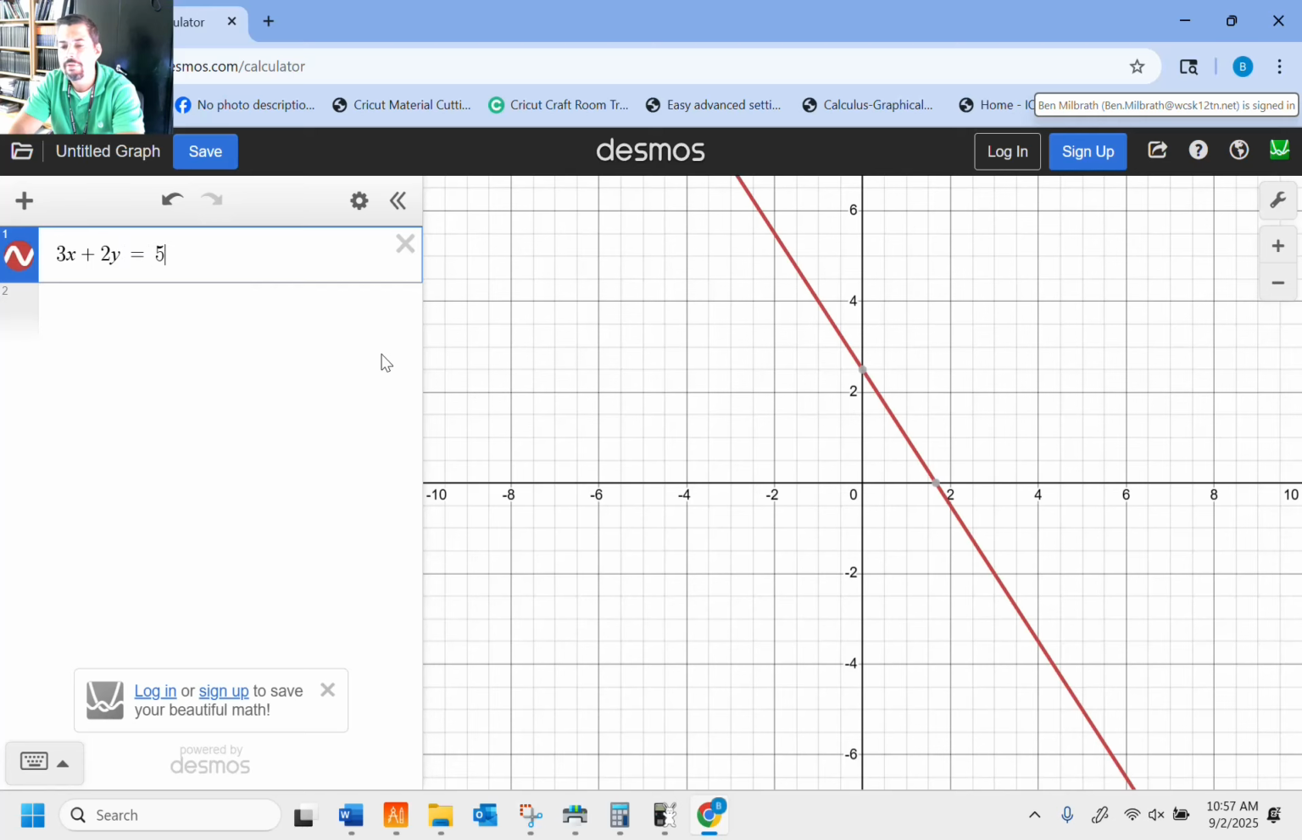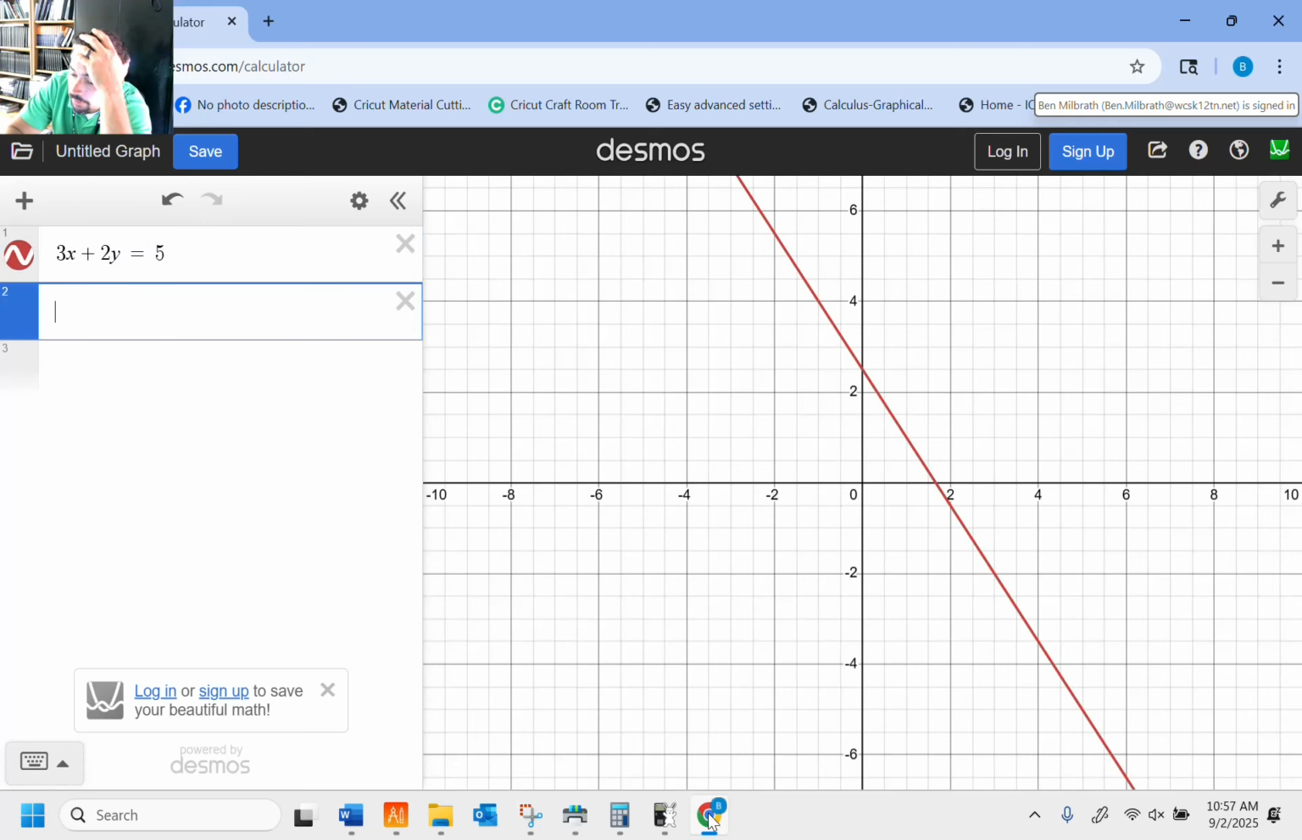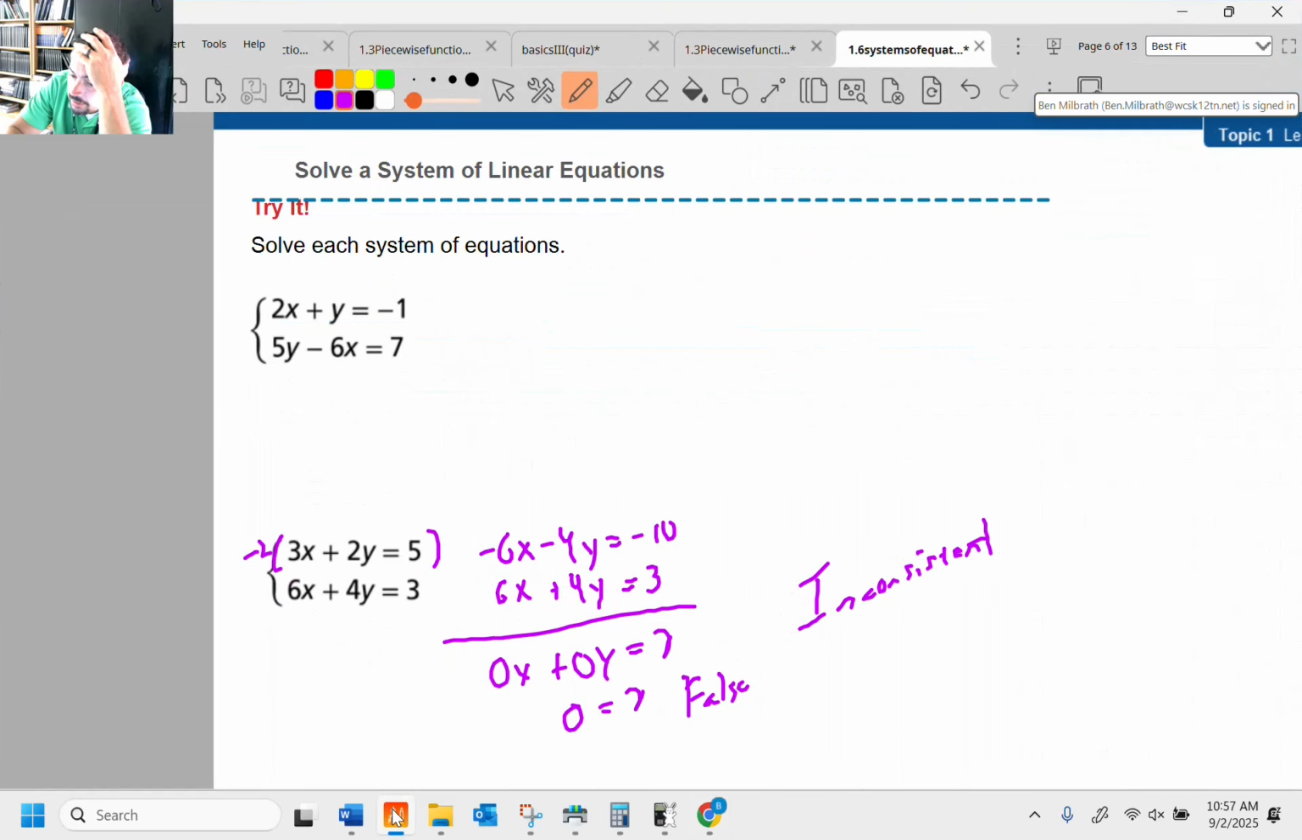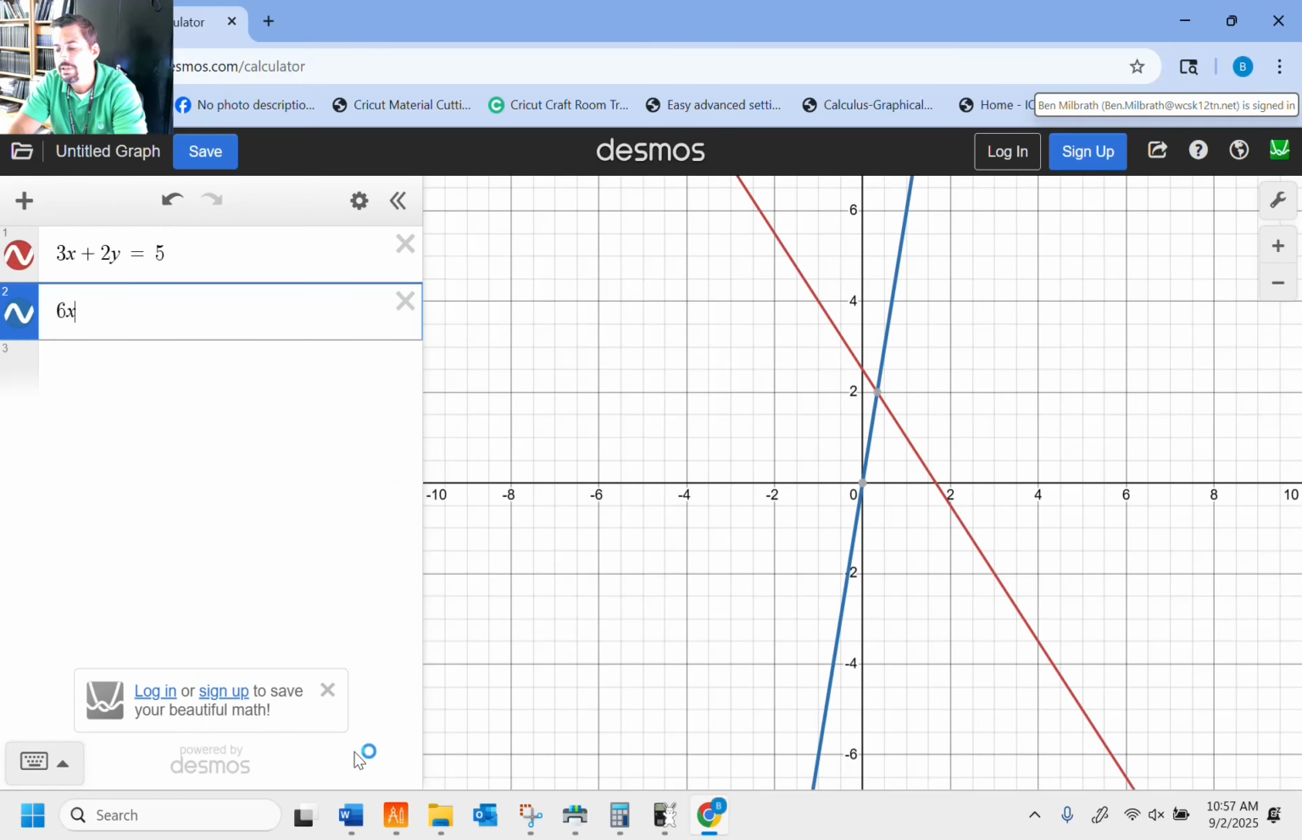Desmos is great, by the way. Way easier to use than TI-84. But can't let you use your laptop on a test. 6x, because if I did that, I'd have to walk around the room and I wouldn't have time to grade.